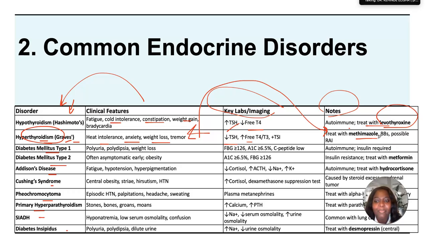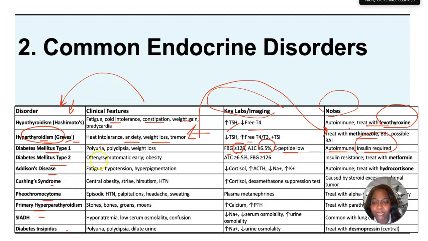So look, diabetes mellitus type 1: polyuria, polydipsia, and weight loss. Labs and imaging: fasting blood sugar, anything more than 126 is considered, of course, diabetes. Hemoglobin A1C more than 6.5%, and then C-peptide will be on the low side. We know it's generally an autoimmune condition, and of course, insulin will be required.